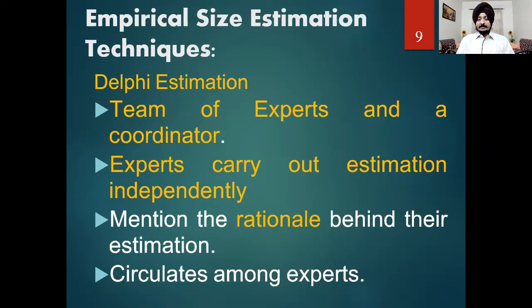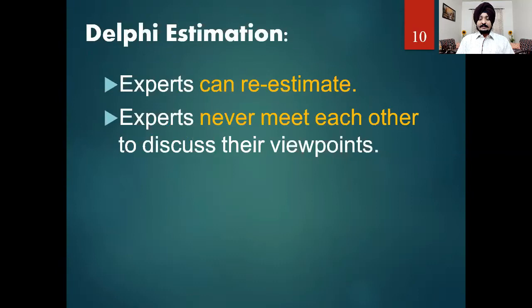While in Delphi estimation, a team of experts and coordinators are appointed, and each expert carries out their own estimation. The major difference here is that they do not know each other and they predict based upon some portion of the product. So this technique is more appropriate than the previous one. Here the experts can re-estimate. They can never meet each other. Yes, this is very important because they cannot disclose what they are going to estimate. So this technique is far better than the previous one.